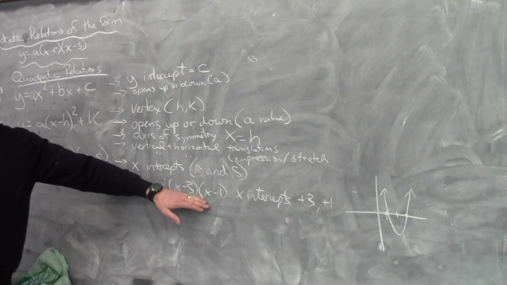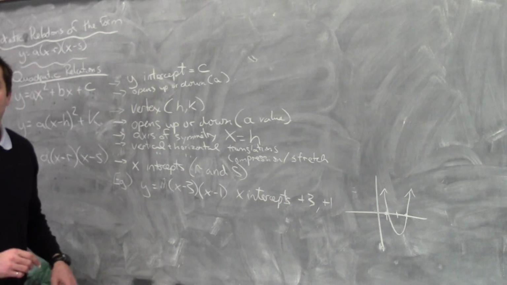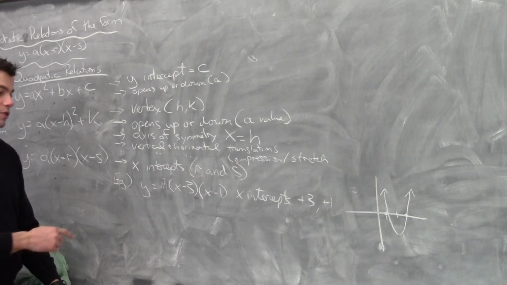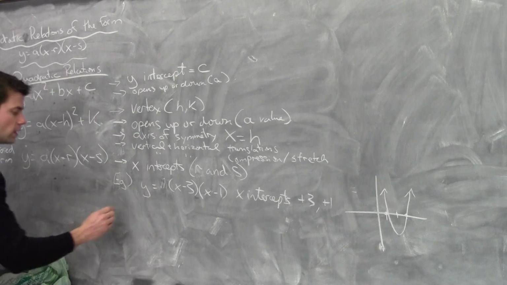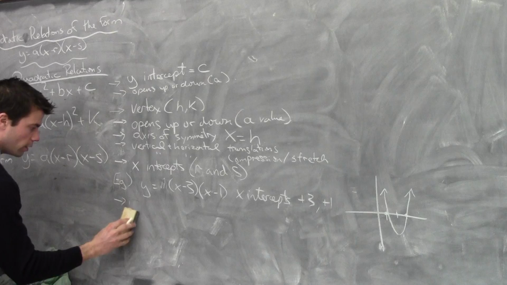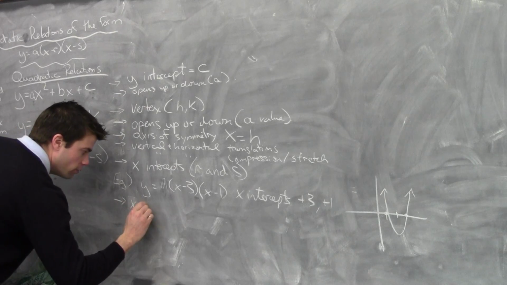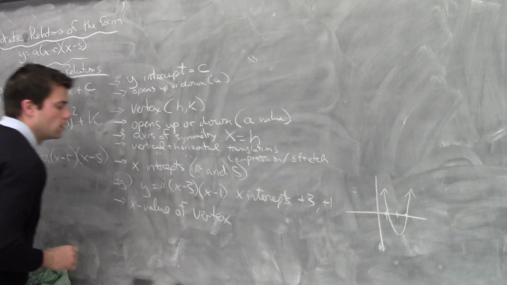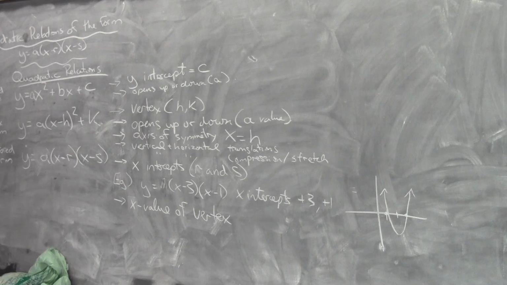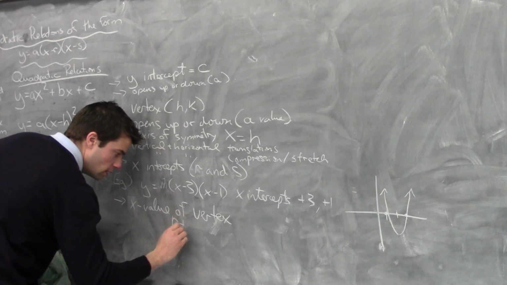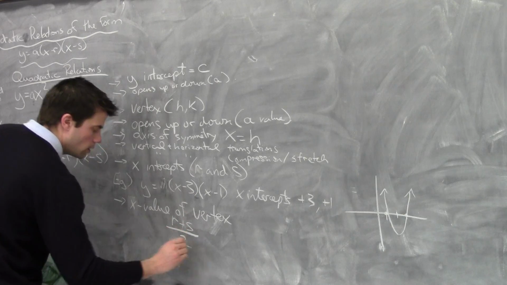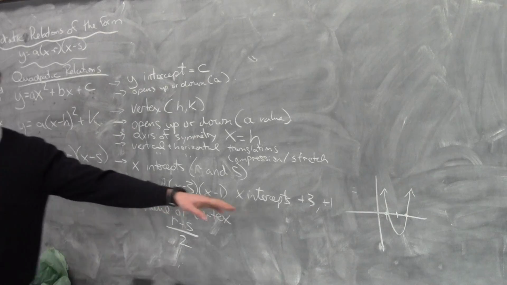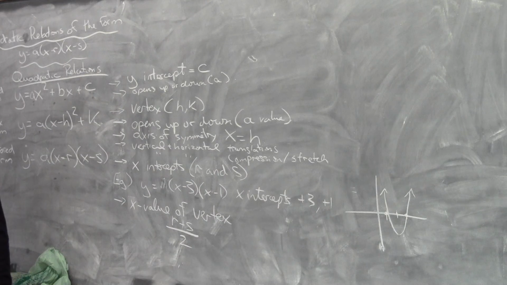So see, just from this, I know my graph looks something like that. What I haven't figured out yet is where my vertex is. Okay, but we can also do that with factored form quite easily. So I'm going to put in vertex here. I'm going to put in, so x value of vertex. And what the x value of the vertex is, it's the addition of the two x-intercepts divided by 2. Right? Because it's the middle point.